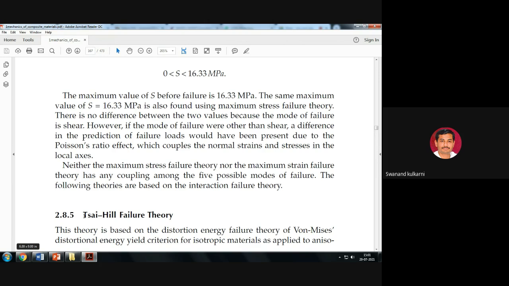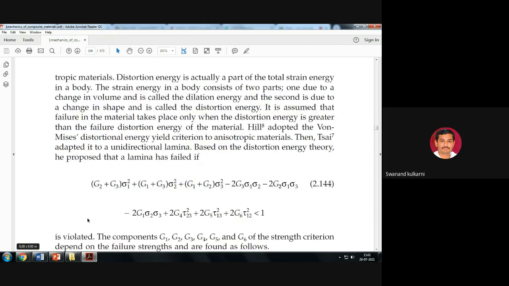Whenever the material is isotropic in nature, then this theory is based on the distortion energy failure theory of von Mises. Is it okay? The von Mises distortional energy yield criteria for isotropic material, when applied to anisotropic material, becomes the Psi-Hill type of theory. Is it okay? So distortion energy is actually part of the total strain energy in the body.